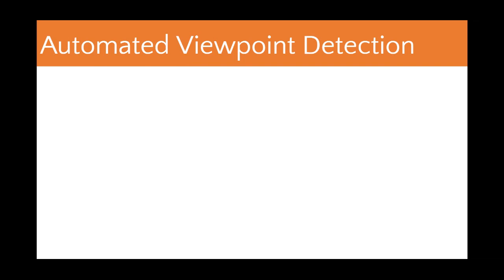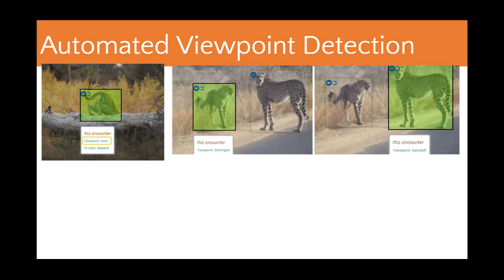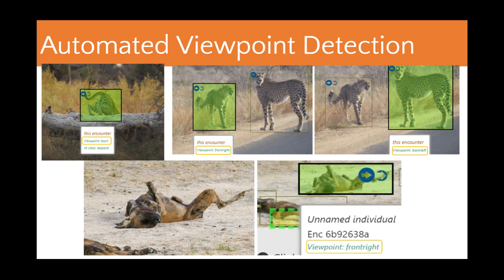ACW's AI-driven detection goes beyond just boxes around bodies, though. It also labels viewpoints of the animals in the photo to be sure that right sides are only compared to other right sides, lefts to lefts, backs to backs, and whatever this wild dog is doing. Oh, there you go. It's a front right, everyone.